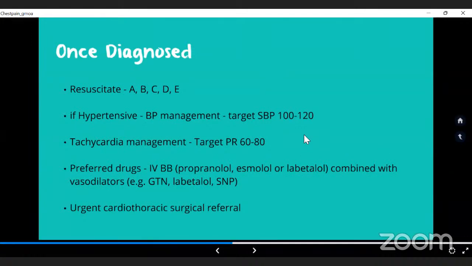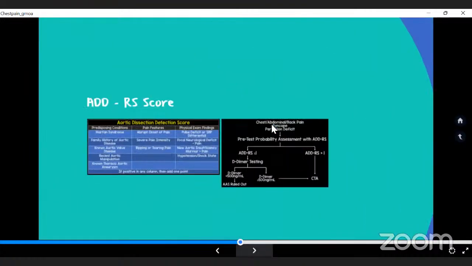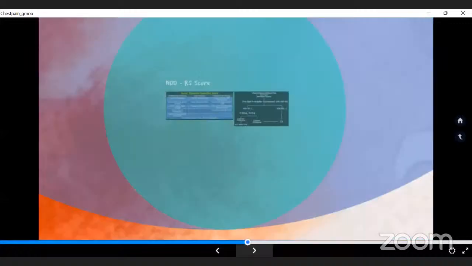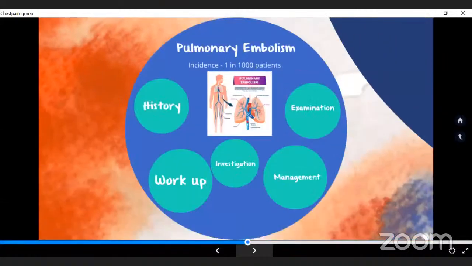And then the urgent cardiothoracic surgical team will decide on the operation, and they might probably take the patient, especially if the aortic arch is not affected. Okay. There is also a risk assessment score based on the history and examination findings. I'm not going to go into that detail. That is the end of that condition as well.